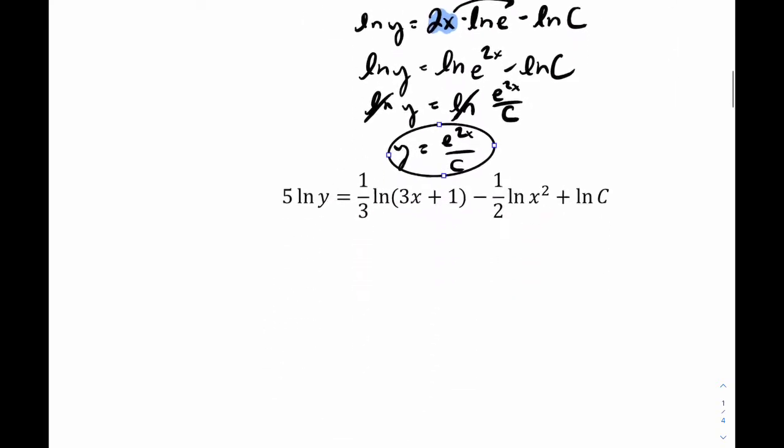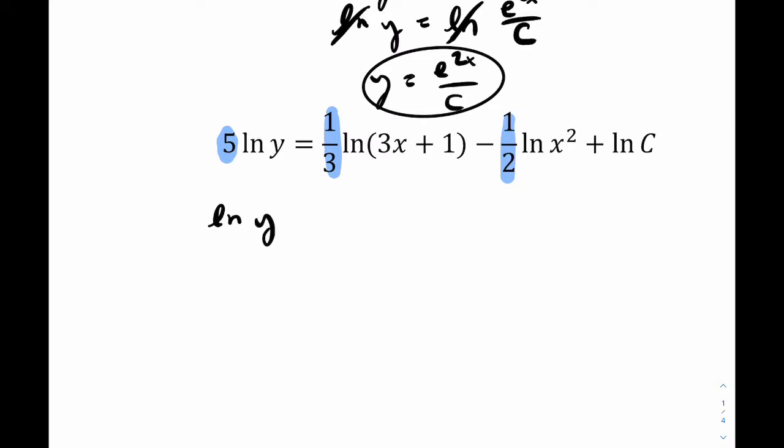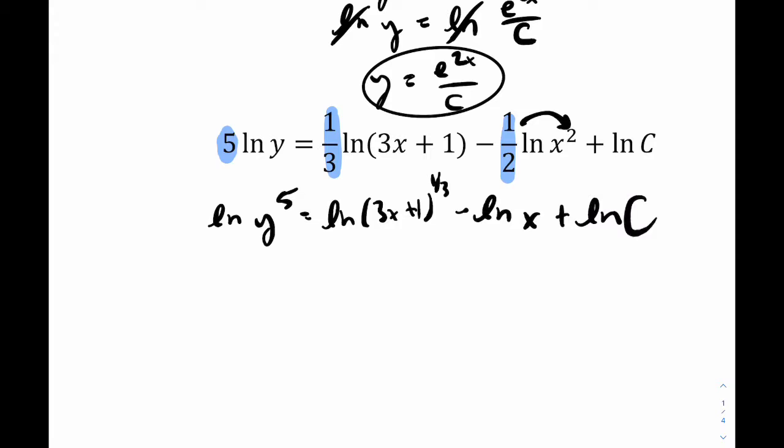Now for our final example here. This is a bit of a doozy, but we can do it. We're going to definitely want to hairball all of these to make it easier. So natural log y to the 5th equals natural log 3x plus 1 to the 3rd minus natural log x. Notice how it's x to the 1 because that 1/2 will take out that 2. Then plus natural log c.